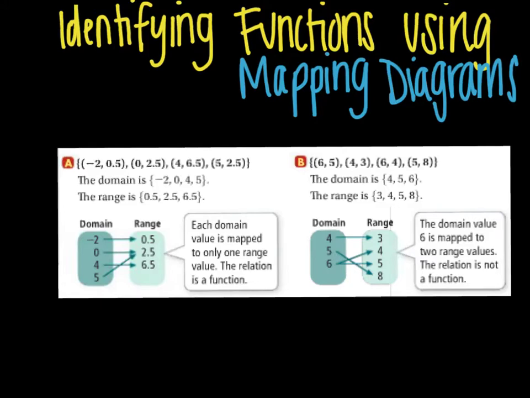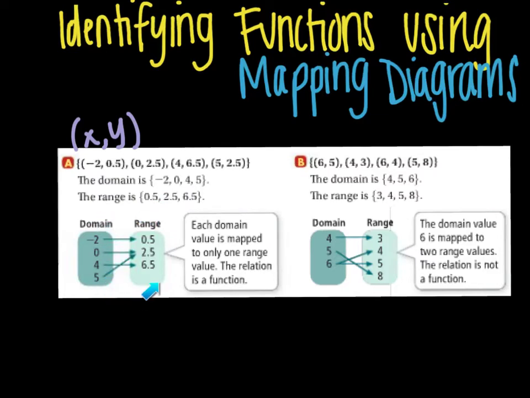Okay, identifying functions using mapping diagrams. This is important to know how to do. So I first look at part A. It gives you some coordinate points that you can put into a table, but just by looking, you can identify the domain because that's the x. And if you remember, it's always x, y when we're talking about coordinates. So that's where we get domain, because domain is the x and the range is the y. Just by looking at those coordinates, you can pull out the domain and the range.